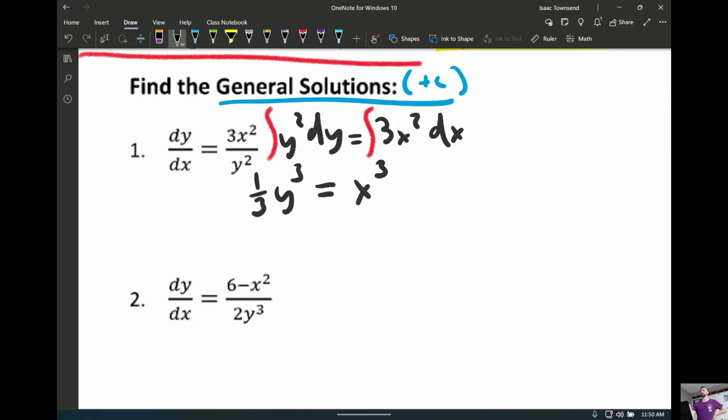Raise the power by 1, divide by the new power. And what did I skip over? Right. Technically, there should be a plus c here and a plus c here. But they're probably different c's, so maybe c1 and c2. But if I subtract this over, an unknown number minus an unknown number is still an unknown number. So generally, we just put it down once. But you have to remember that.